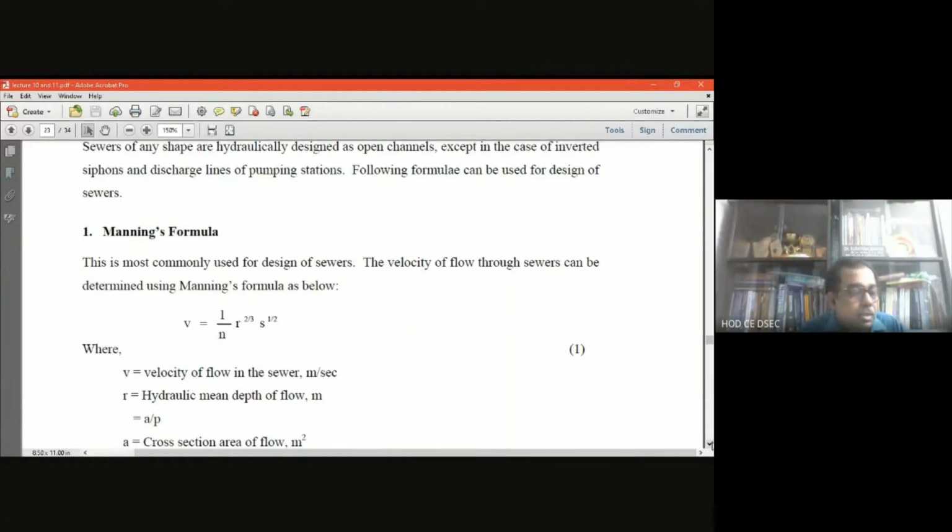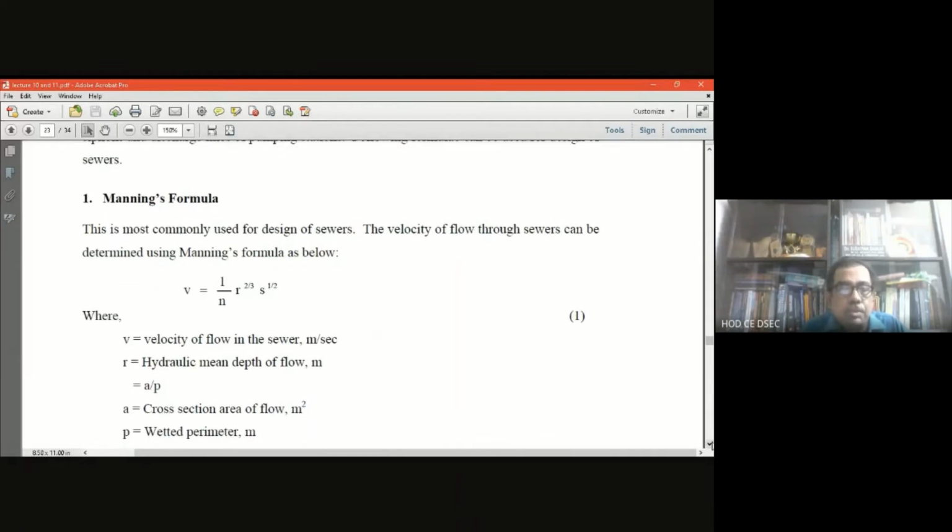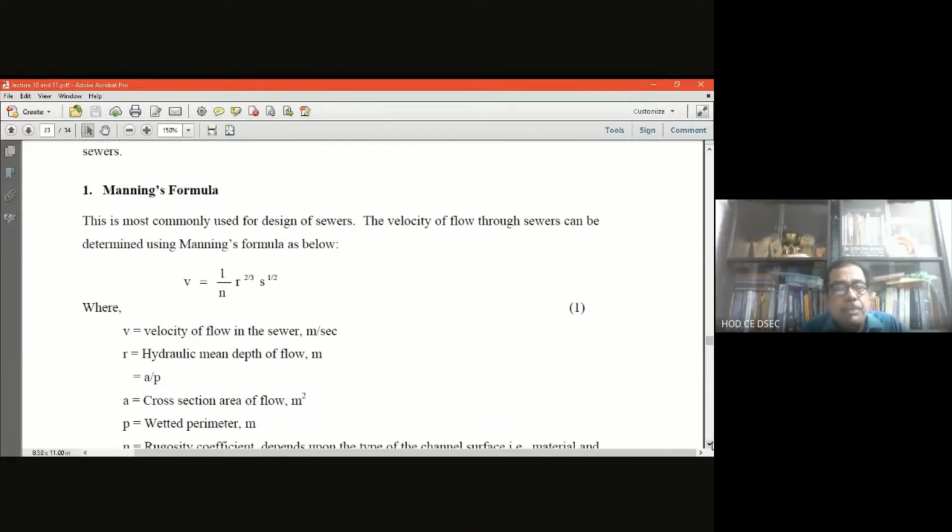First, I must discuss V equals 1 by n, R to the power 2/3, S to the power half, or S to the power 0.5. What is V? The velocity of flow in the sewer in meters per second. You must pay attention to the unit of the velocity, that is, meters per second. What is R? R is the hydraulic mean depth of flow, that is, area divided by wetted perimeter, not the full perimeter.